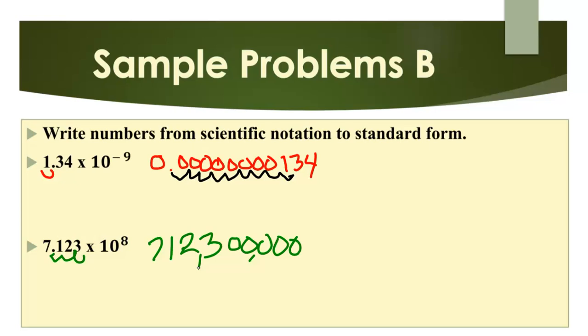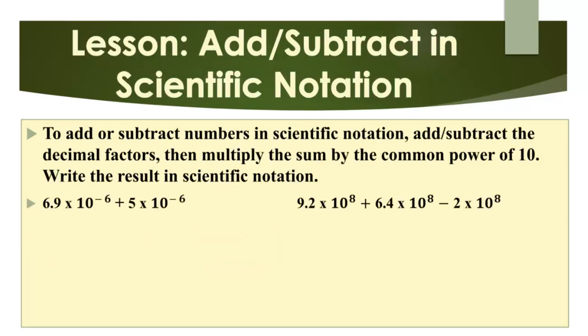So this would be 712,300,000 in standard form. Next, we're going to be adding and subtracting in scientific notation.